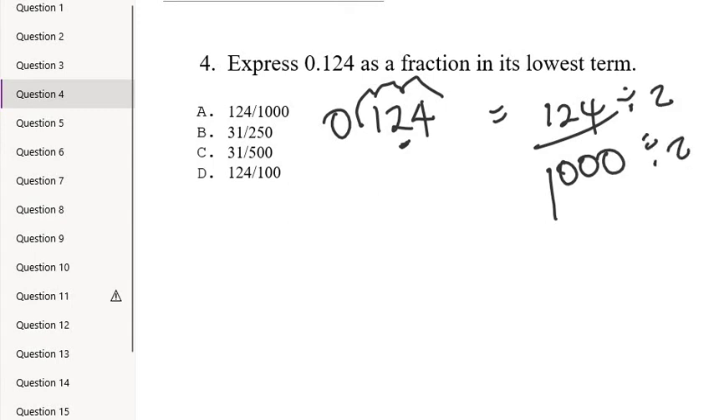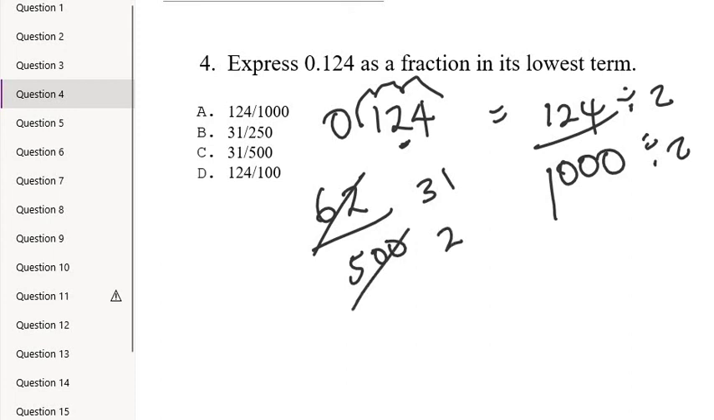124 divided by 2: 12 divided by 2 is 6, 4 divided by 2 is 2, so 62 over 500. Divide this side by 2, you get 31. Divide this by 2, you get 250. So our answer is 31 over 250 in the lowest term, which is B.